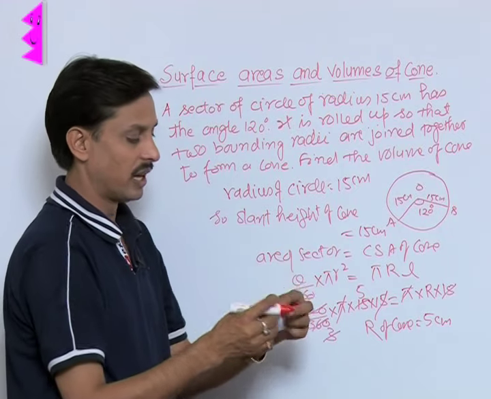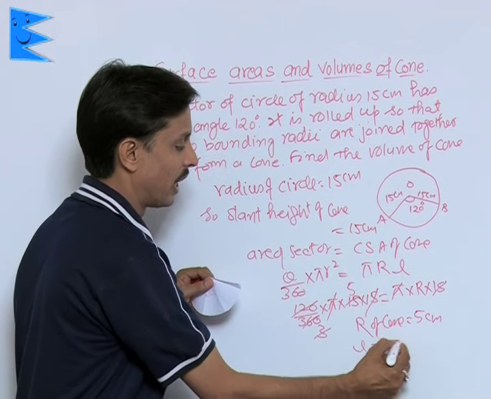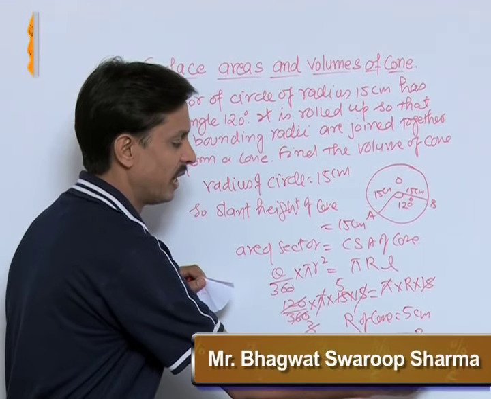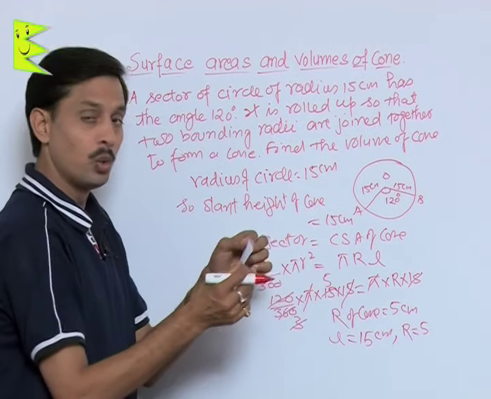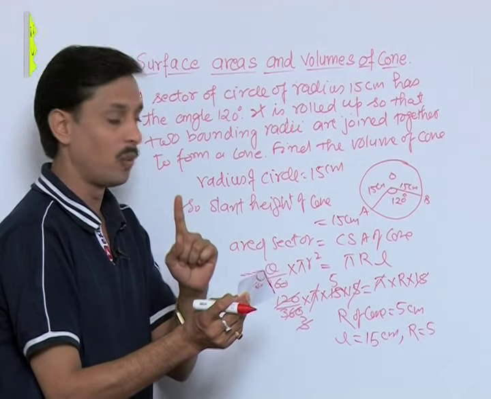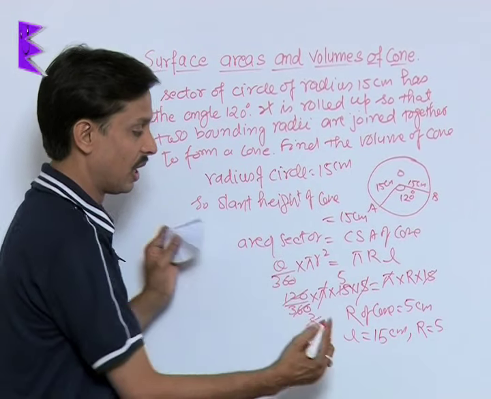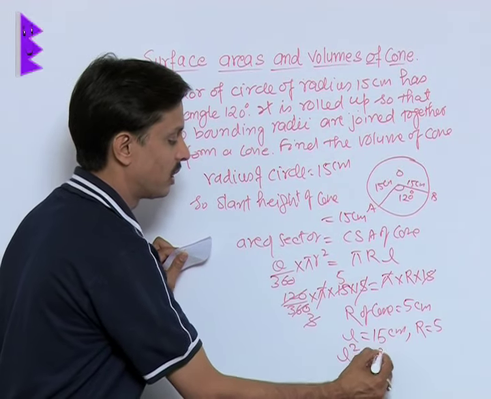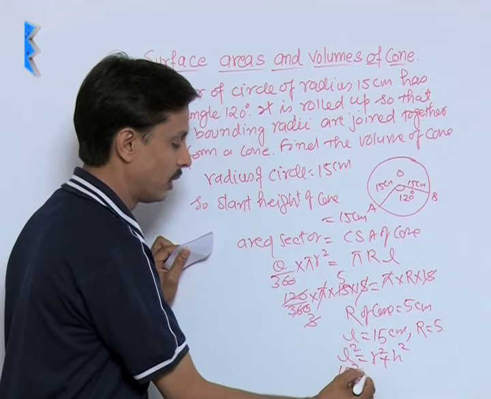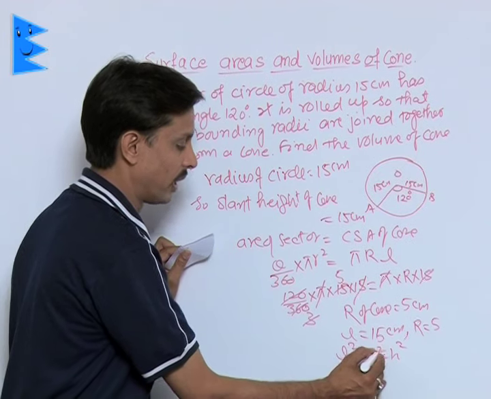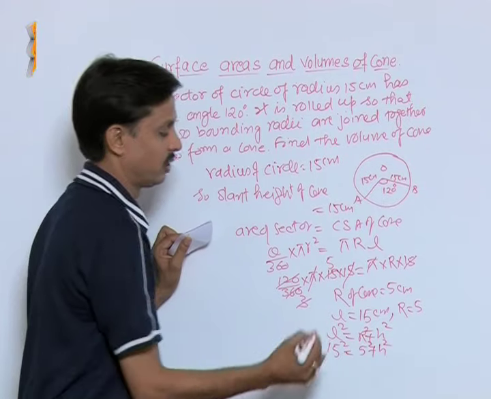I can tell you here slant height is how much? Small l is 15 centimeter. Radius is calculated. As you know, the radius of sector is always equal to the slant height of the cone. L square is equal to r square plus h square. That is 15 square is equal to 5 square, you can take here capital R, that is 5 square plus h square.